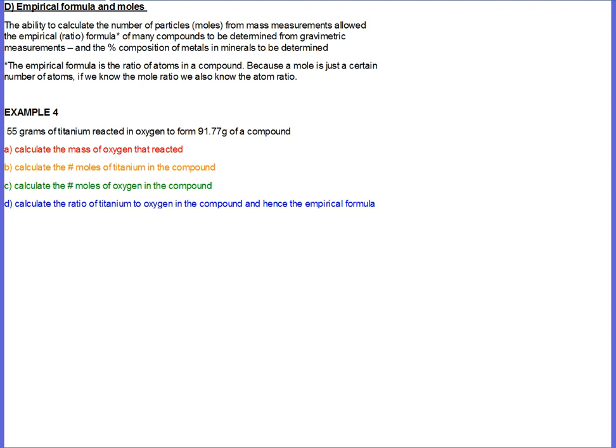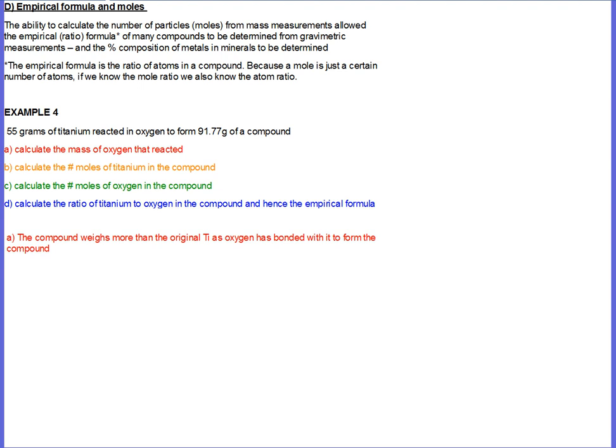And then you've got example 4, and it says that 55 grams of titanium reacted in oxygen to form 91.77 grams of a compound. So basically they're burning titanium and making a new compound. The questions you've got to answer are: what's the mass of oxygen that reacted, how many moles of titanium are in the compound, how many moles of oxygen are in the compound, and therefore calculate the ratio of titanium to oxygen to figure out the empirical formula. So let's do that step by step, and each of the colours represents a different part of the question.